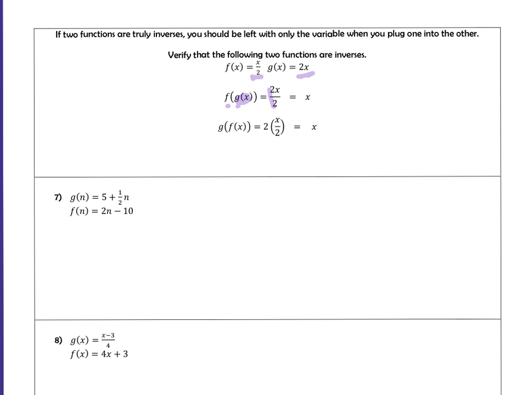Okay. Or I put f into g, so I'm going to put x minus 2 wherever there's an x, so I get 2 times x minus 2. The 2's go away again, and I get left with x again, okay? So that's how I know.